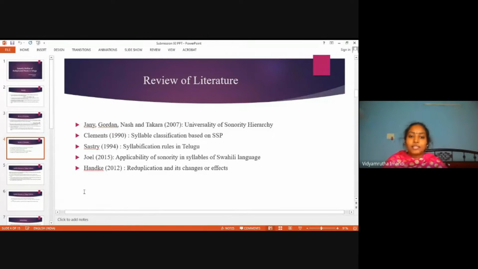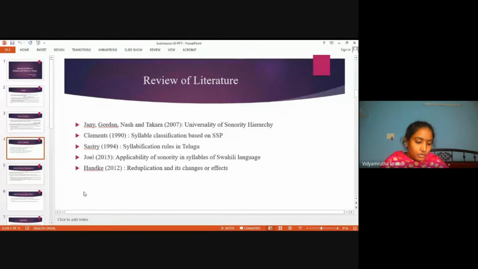Jane, Gordon, Nash, and Takara have presented a paper where they discussed different kinds of sonority hierarchy, whether it is universal or not, and they tested it across four genetically different languages: Egyptian Arabic, Hindi, Mongolian, and Malayalam. They checked whether the sonority hierarchy is the same in all the different kinds of languages. For this experiment, they checked all the sound segments except vowels, and in this study, they concluded that other than Mongolian, all the languages have shown the same sonority hierarchy.